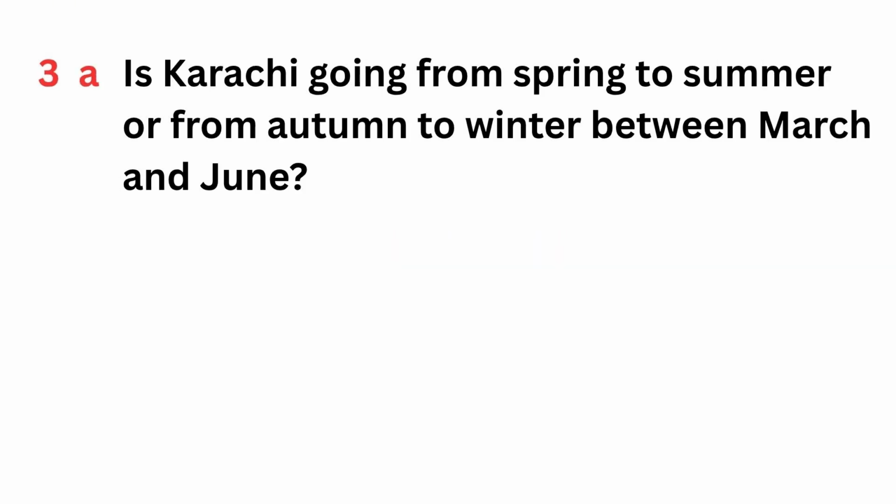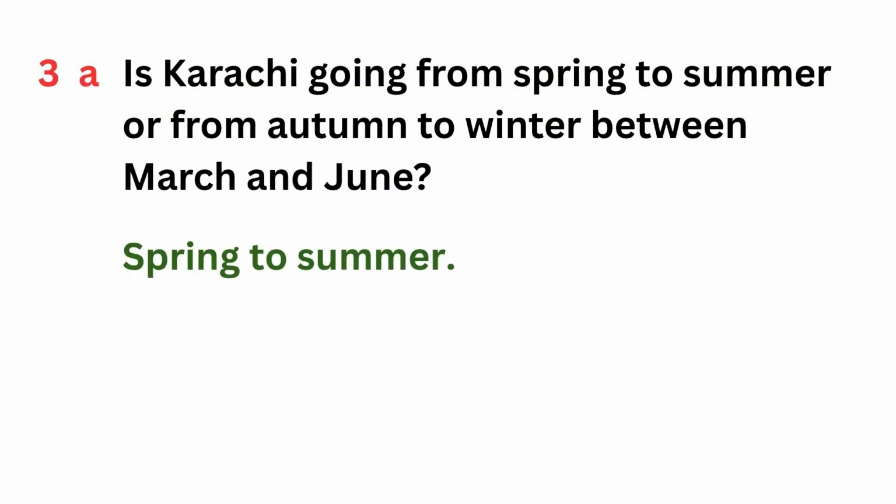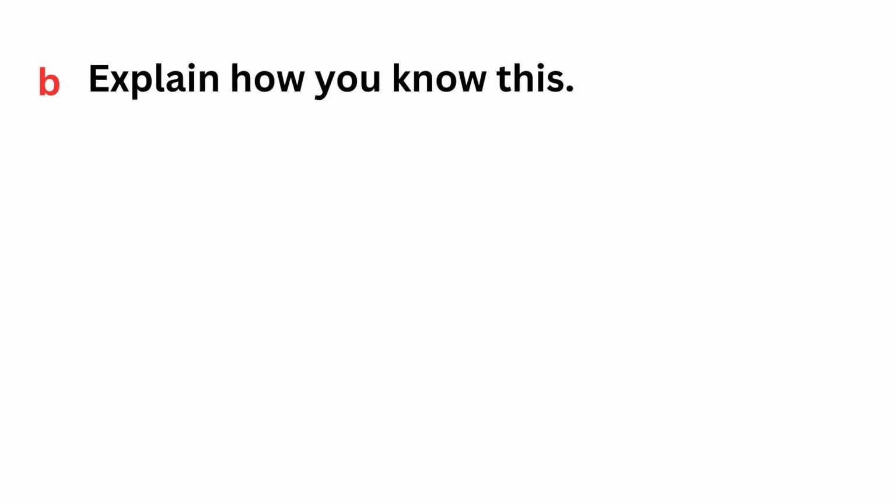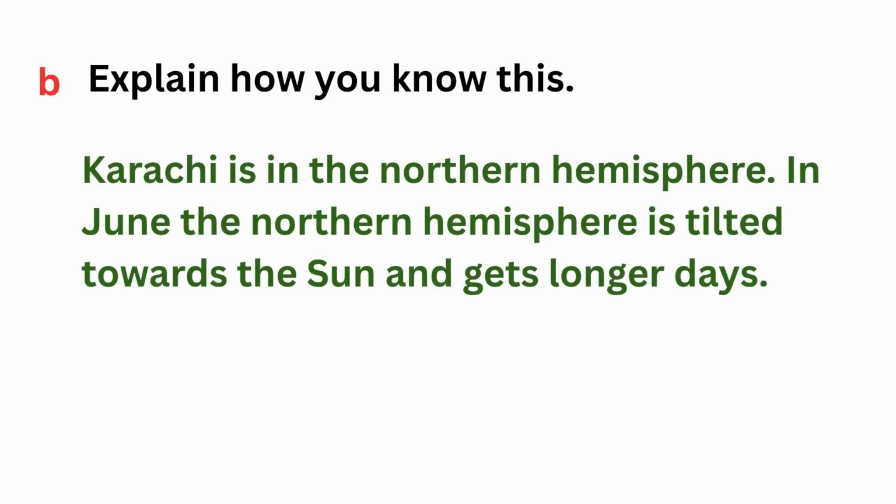Question 3a. Is Karachi going from spring to summer or from autumn to winter between March and June? Spring to summer. B. Explain how you know this. Karachi is in the northern hemisphere. In June, the northern hemisphere is tilted towards the sun and gets longer days.